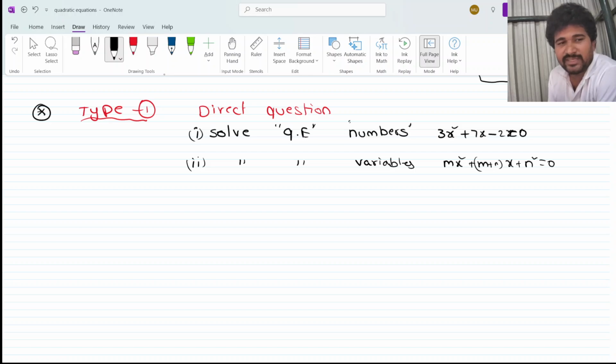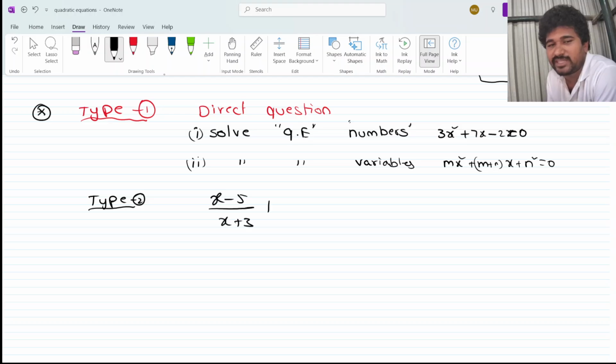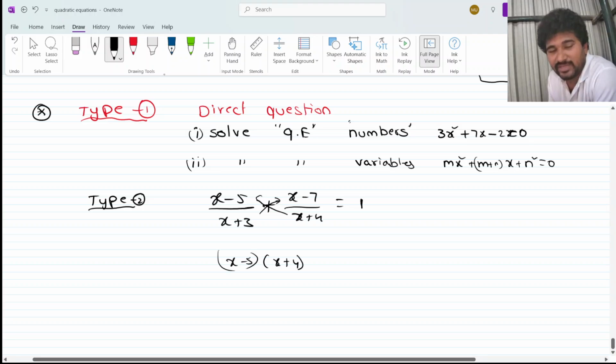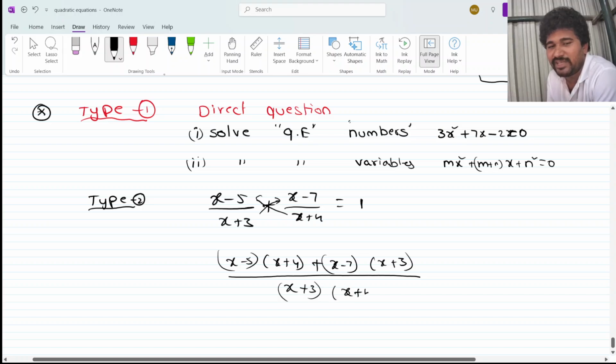Or else they will ask type 2 like this: x minus 5 by x plus 3 plus x minus 7 by x plus 4 equal to 1. What do you have to do? You have to do LCM and simplify this. x minus 5 into x plus 4, plus x minus 7 into x plus 3, whole divided by x plus 3 into x plus 4, equal to 1.